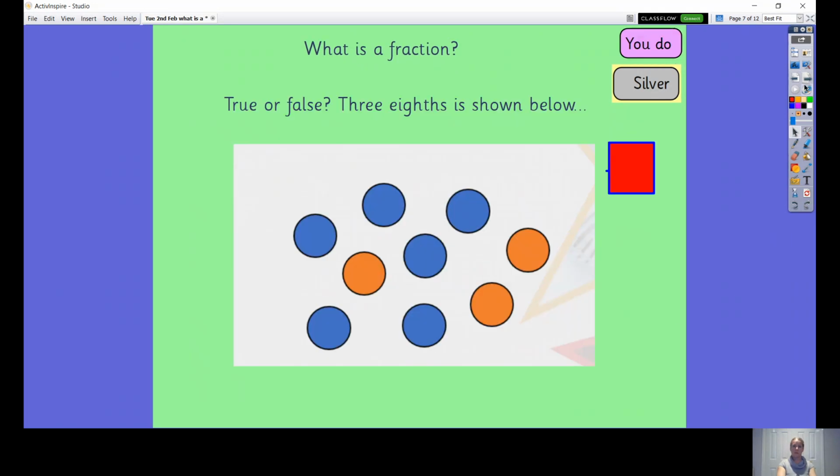Moving on. True or false? Pause here. Tell me if this is true or false. 3/8 is shown below. Off you go.